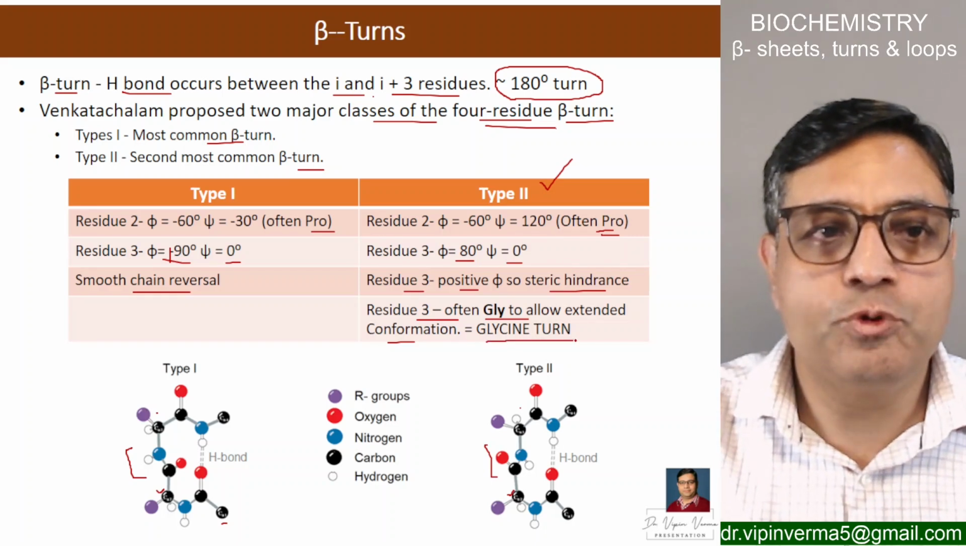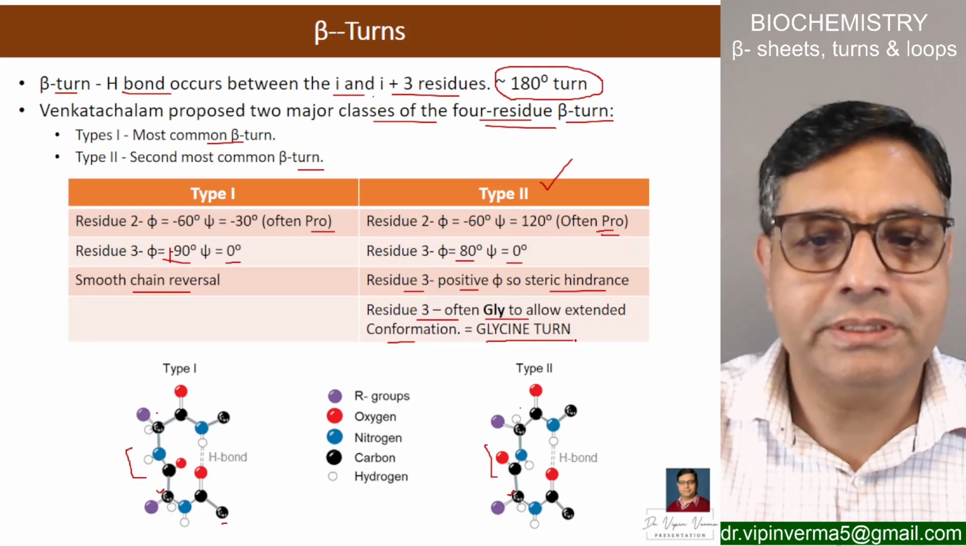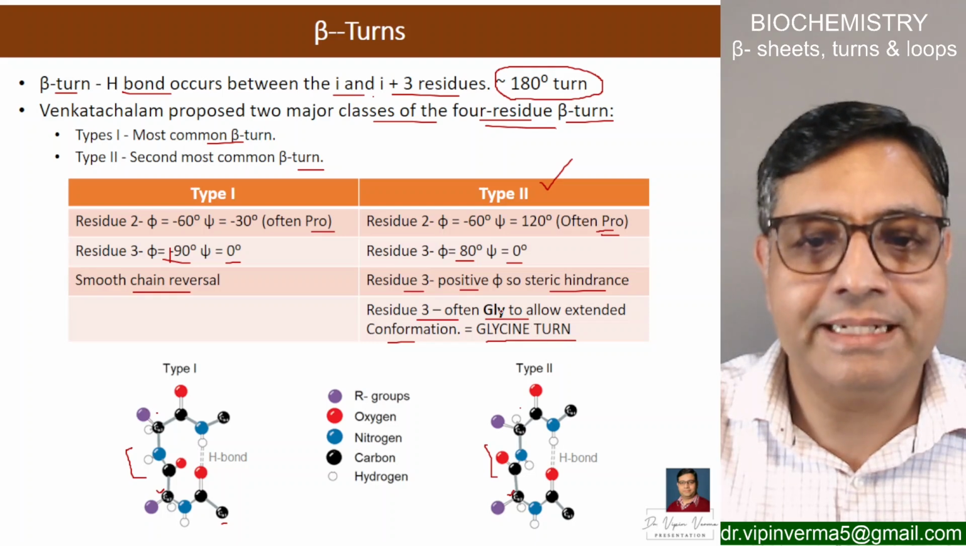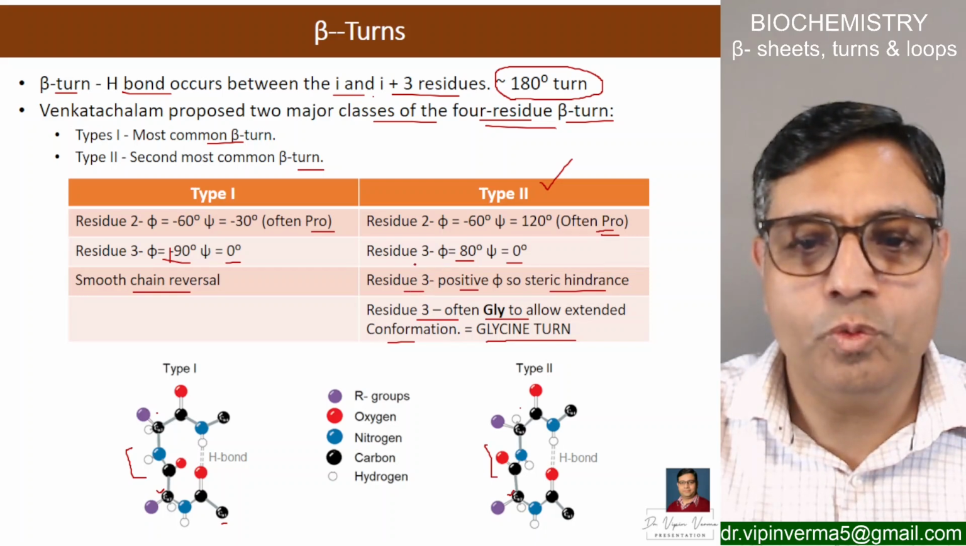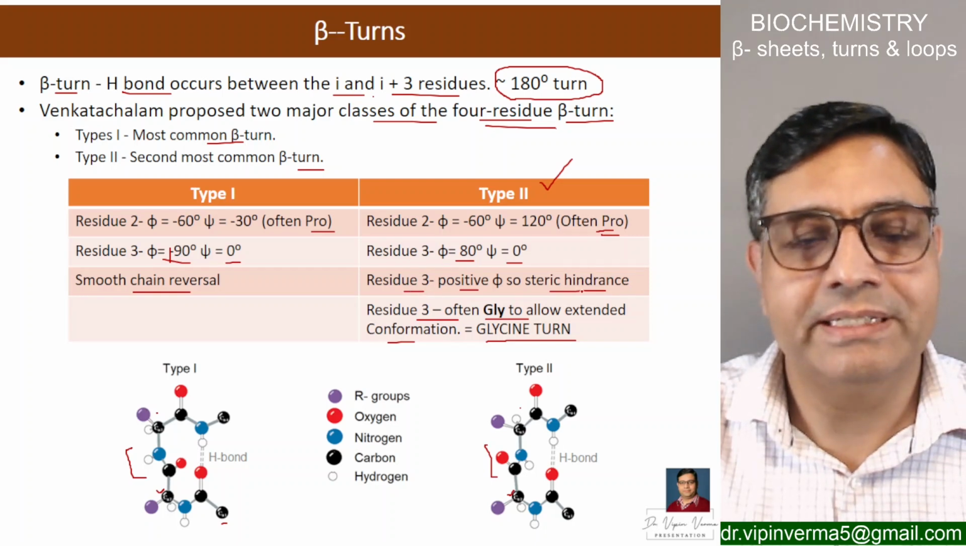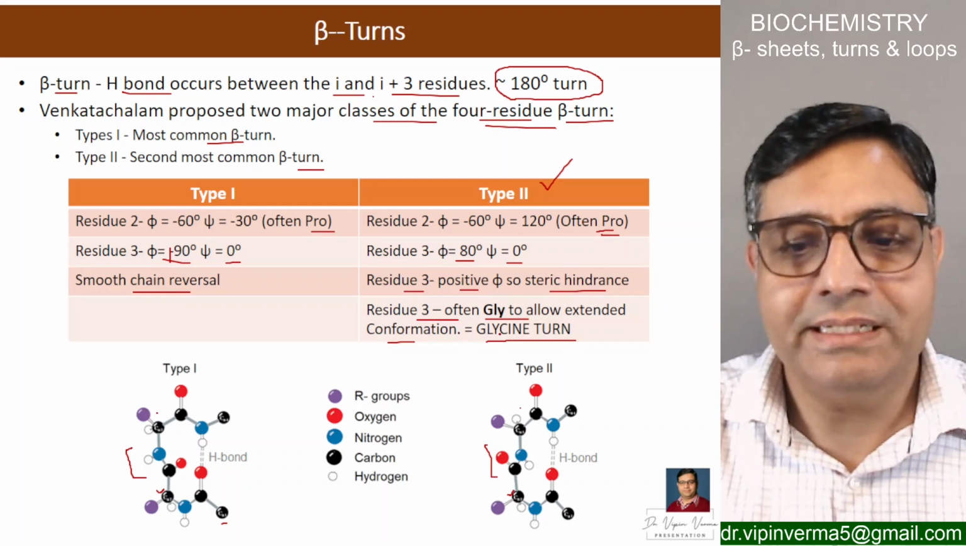Remember, type 2 beta turn is also called as glycine turn because glycine is present at the residue number 3 to compensate or to remove the steric hindrance. Okay, that's why this is known as the glycine turn.